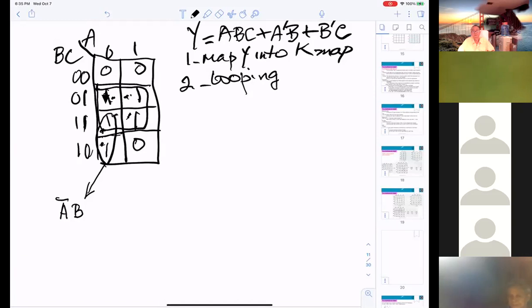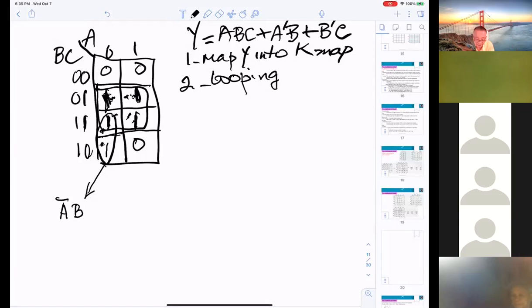There's something in the explanation that I missed. You need explanation, right? Yes, sir. How come I get that one here, that one here, that one here, they are neighbors, right? Yes. And that is also a neighbor. But even if they have already been looped in another loop, you can still use them to make your new loop. No big deal.